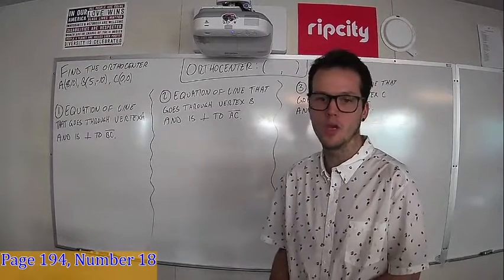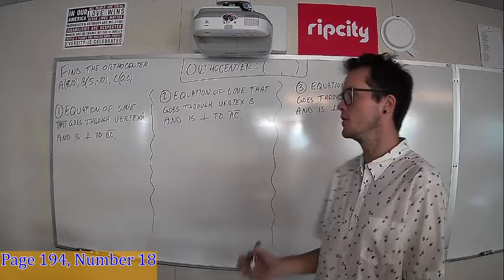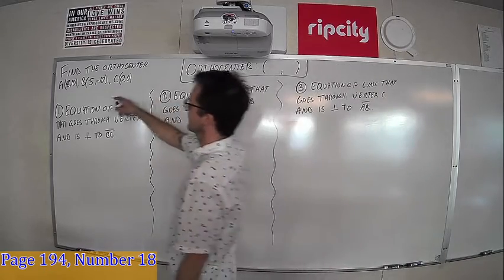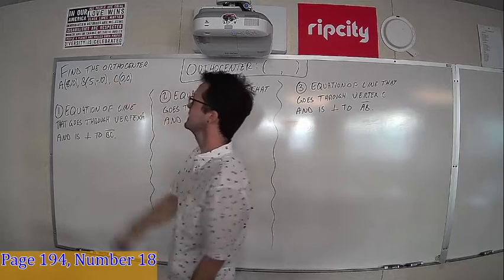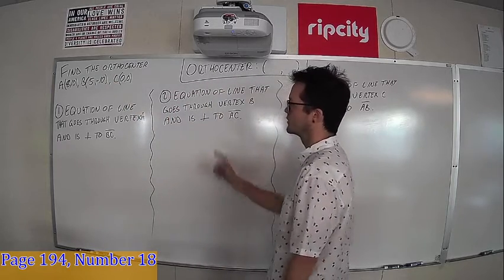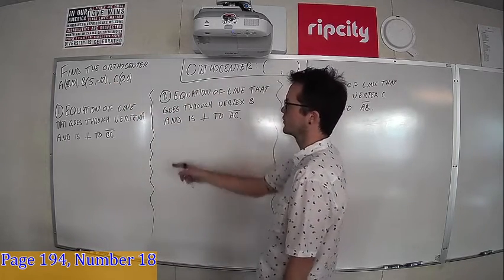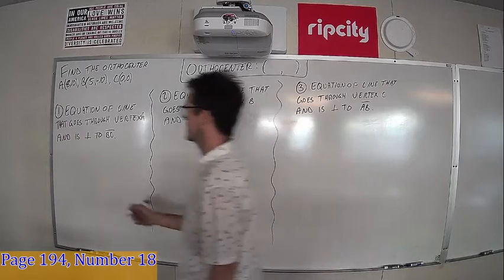All right, here we go. Number 18, same thing, different numbers. Finding the orthocenter. A is now at the point 8, 10, B is at the point 5, -10, and C is at the origin at 0, 0. So first, find the equation of the line that goes through vertex A and is perpendicular to BC.